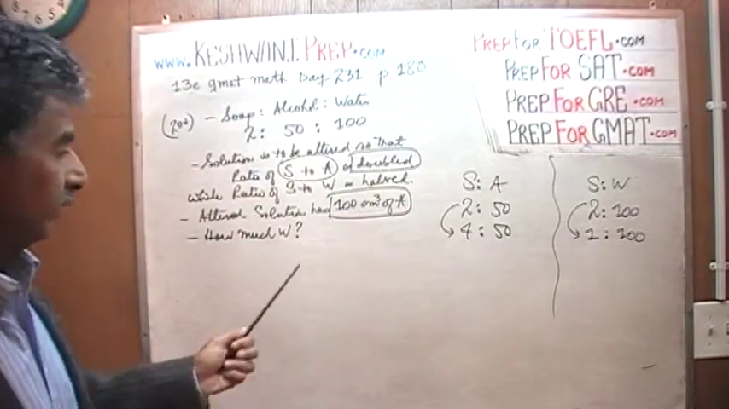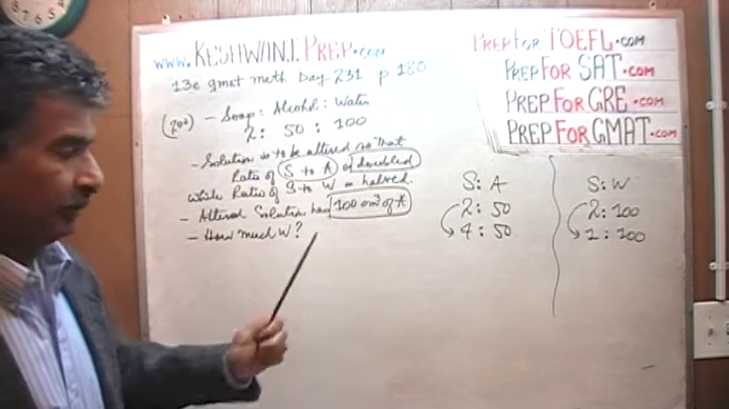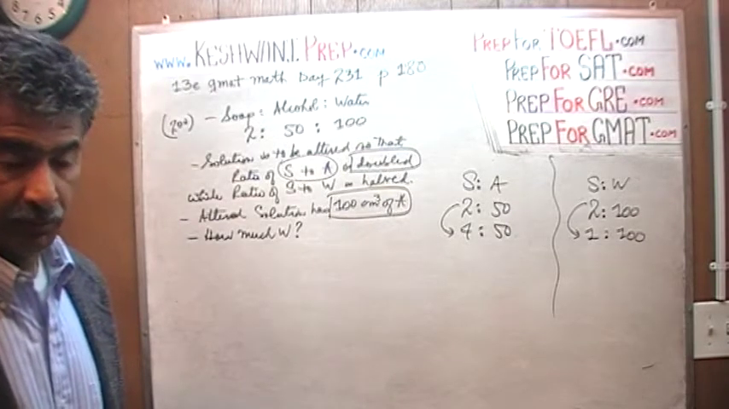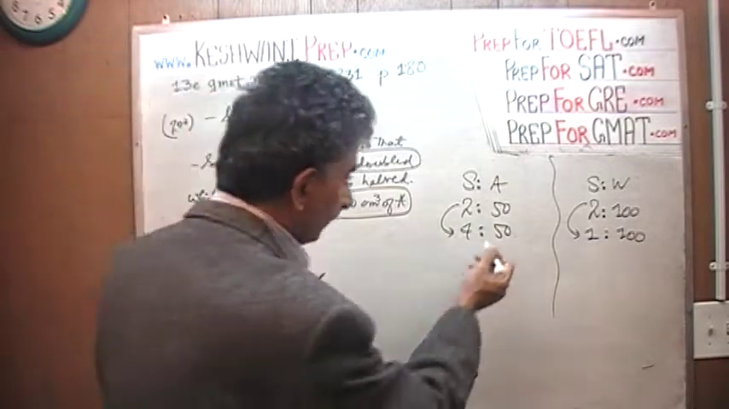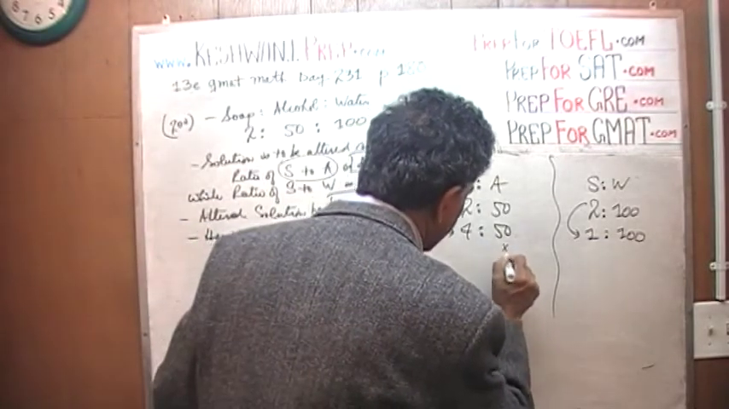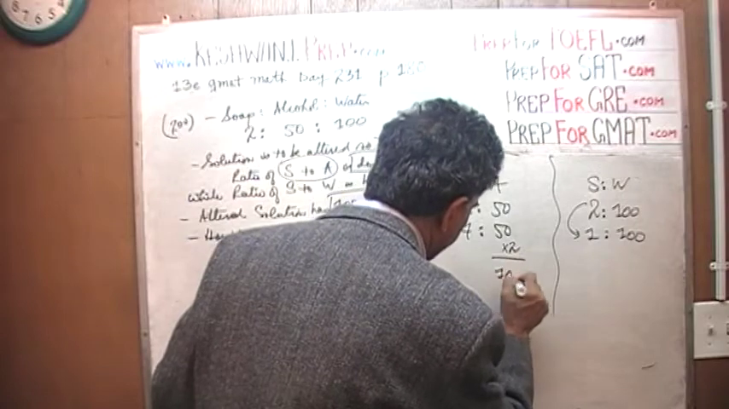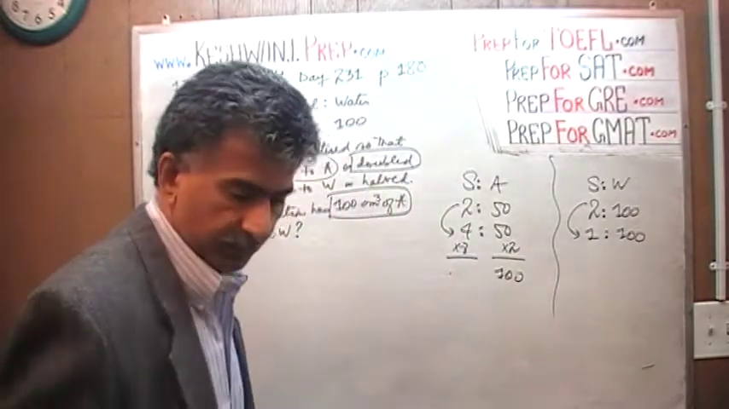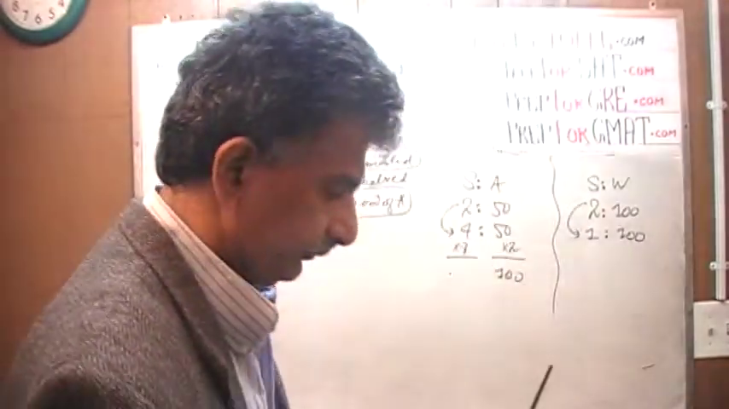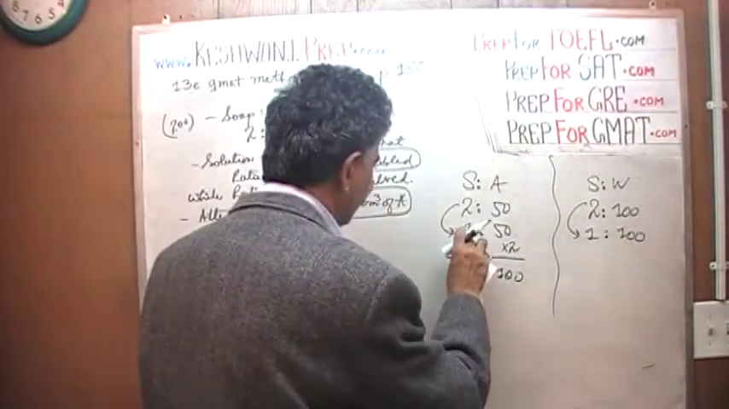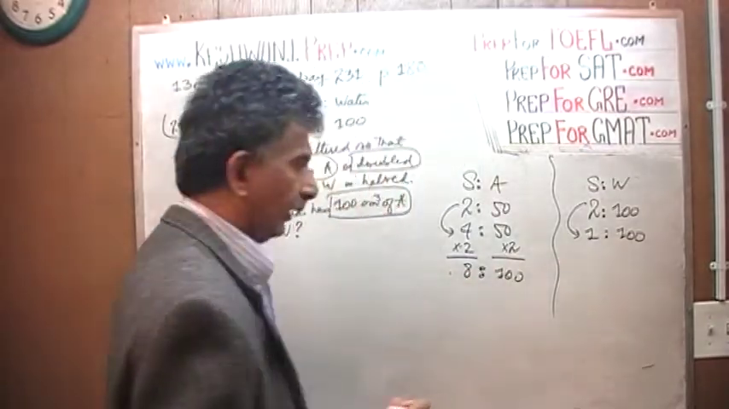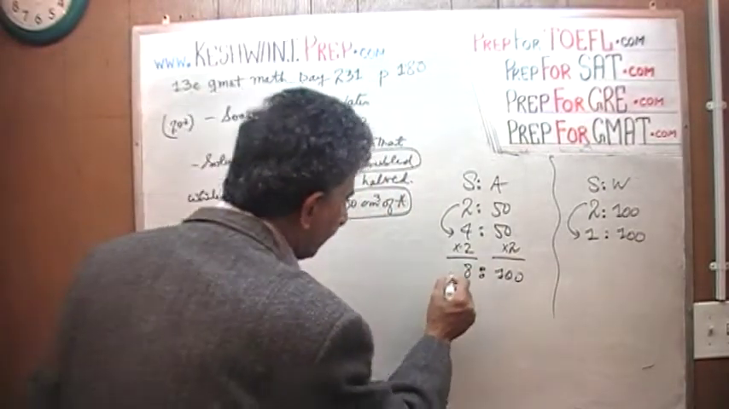Finally, we are told that in the final solution, we have 100 cubic centimeter of alcohol. Well, if we have 100 cubic centimeter of alcohol in the final solution, then that's what we must have. Instead of 50, we want 100, multiplied by 2. Multiply this by 2, and we'll have 8. Voila.